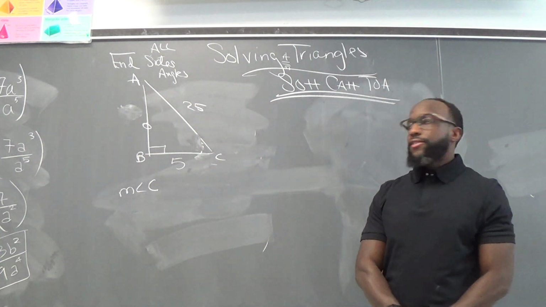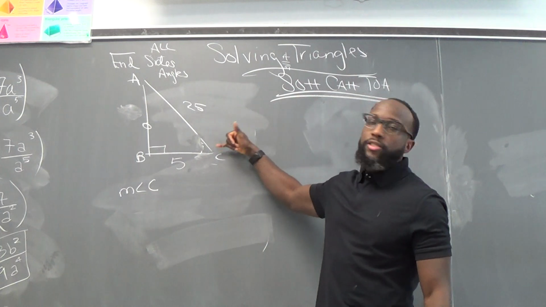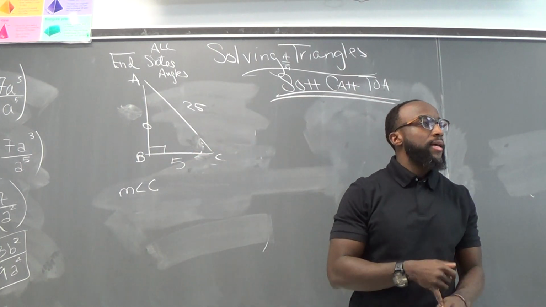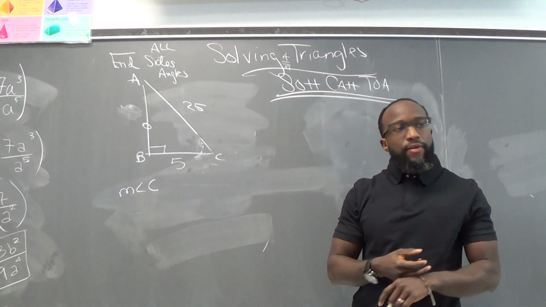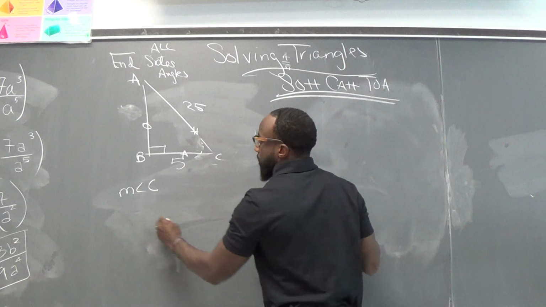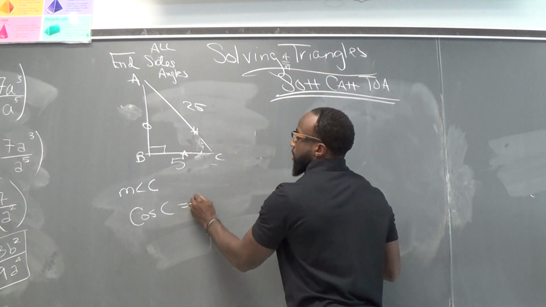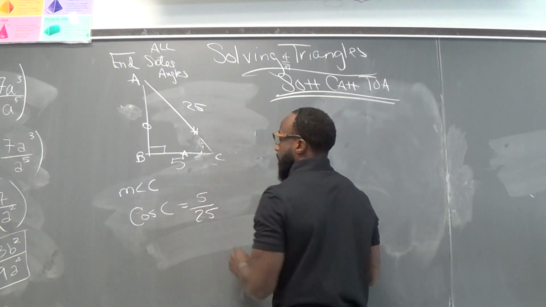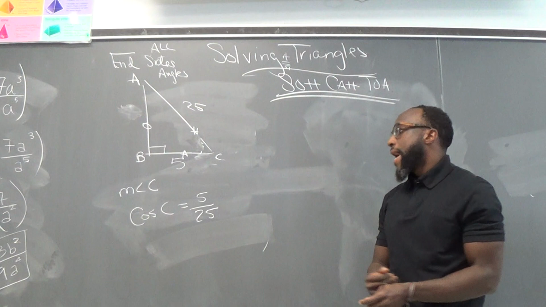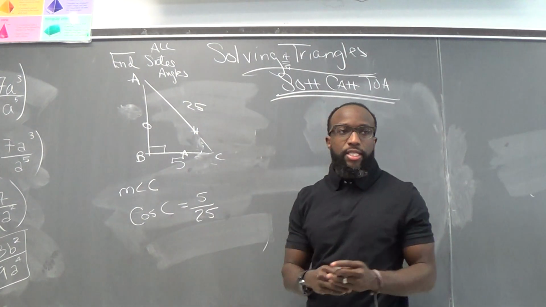In order to find the measure of angle C, what would be the trig identity associated with this C, based on what we have? We have a 5 and 25. Very good. We have the adjacent side and the hypotenuse. So we'll use cosine. Cosine C equals adjacent over hypotenuse, right? Everybody good so far? Okay. Now, since we know what these numbers are, we would just be solving for C, right?